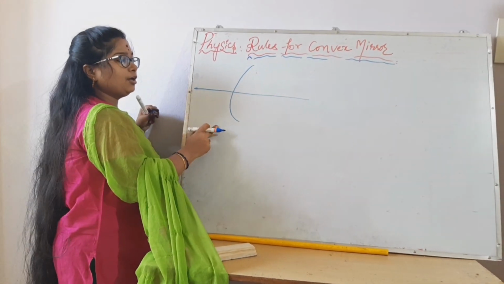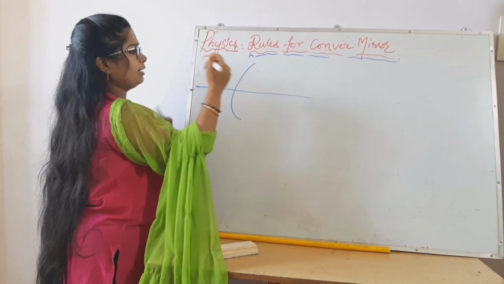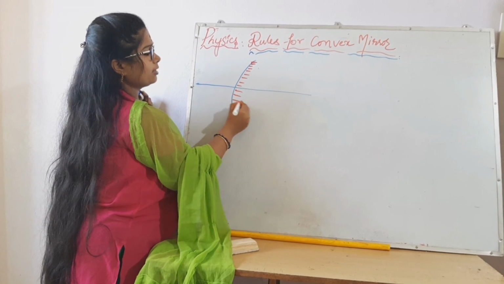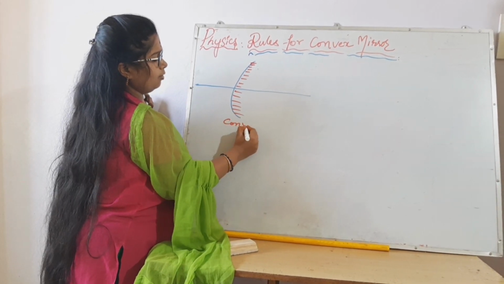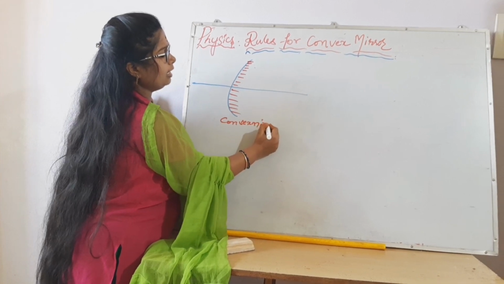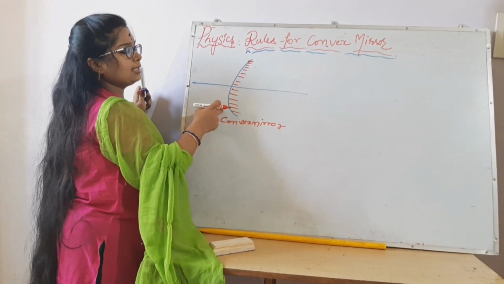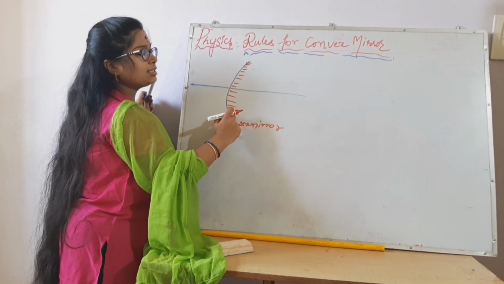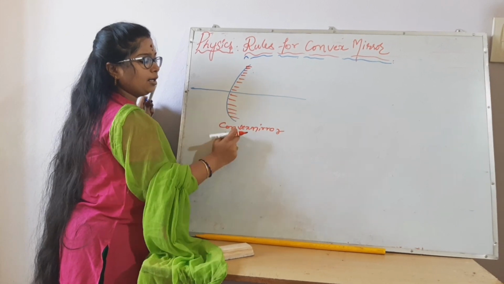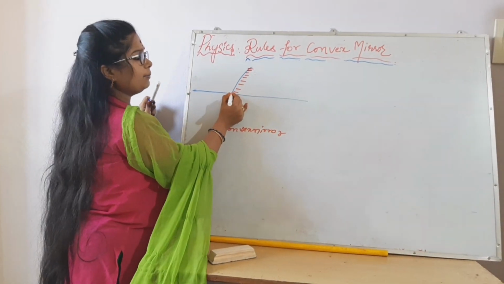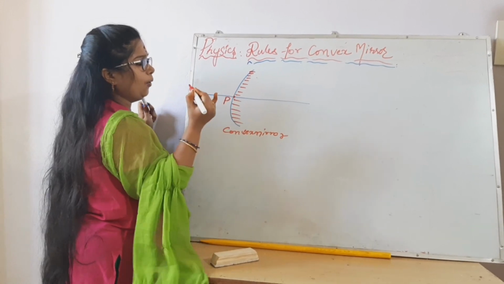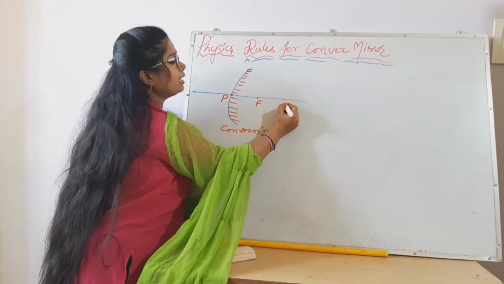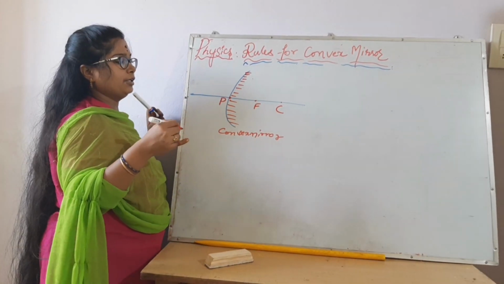Is this convex or concave? If you draw like this, it is a convex mirror. Which mirror is it? Convex mirror. Why? The mirror is bulged outside, isn't it? So it is a convex mirror. So this becomes the pole, this becomes the focus, and this becomes the center of curvature.